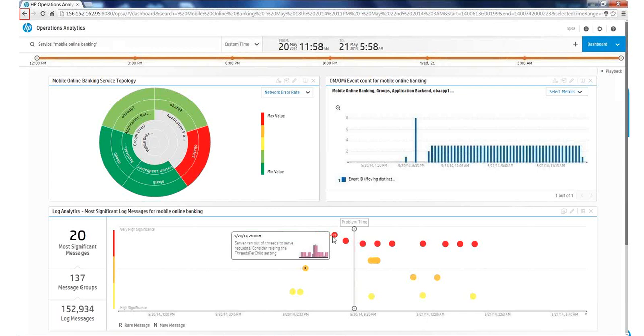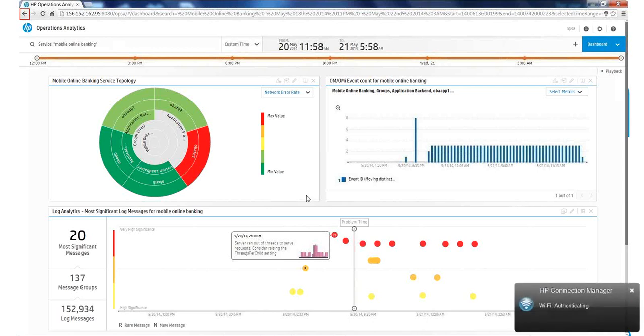So by clicking on this message, we get a pop-up that indicates that the area that was flagged by the system is the fact that the server ran out of threads to serve requests, with the guidance to consider raising the threads per child setting. So let's assume that Sheila went ahead and modified the settings, and let's assume that she did fix the issue.